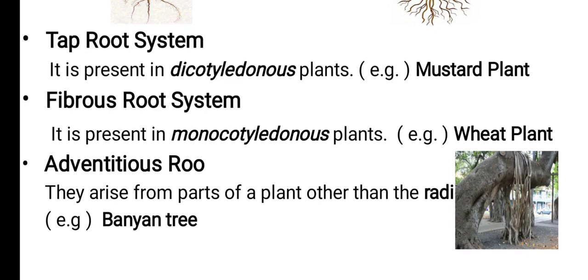The third one is adventitious roots. What do you mean by adventitious roots? Adventitious roots are those roots which arise from parts of a plant other than the radicle. For example, here I have given a snapshot of a banyan tree. Here, the prop roots of the banyan tree have originated from parts other than the radicle. So, for adventitious roots, banyan tree is a very good example.